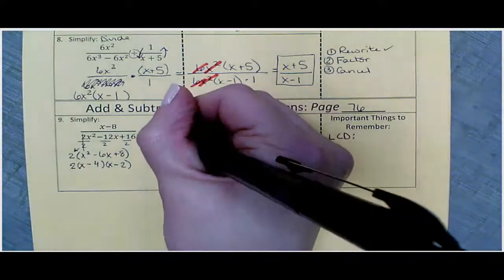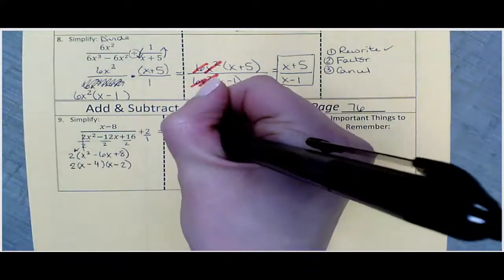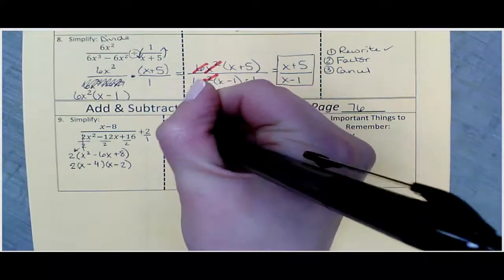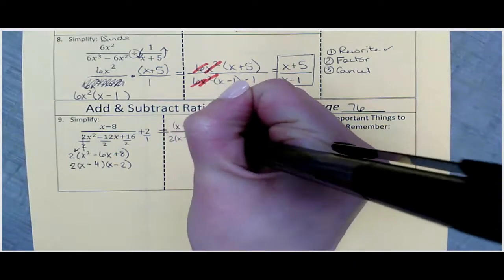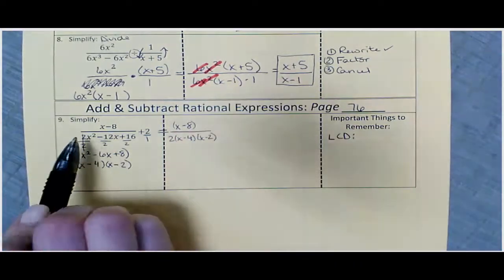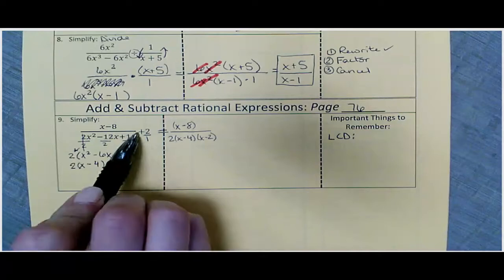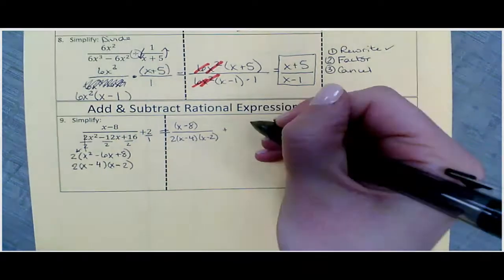So I'm going to go ahead and rewrite this. This is x minus 8 over 2 times x minus 4 times x minus 2. That's what this used to be. And then plus 2 over 1. Not very exciting.